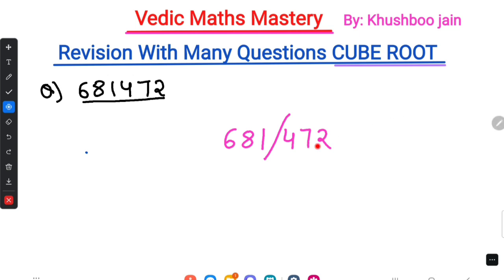So 681,472. Now you have to decide: the last digit of the cube is 2, so what is the cube root of a last digit 2?